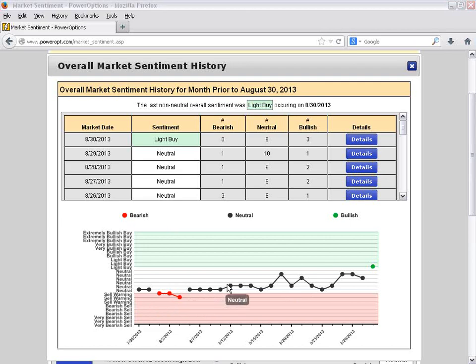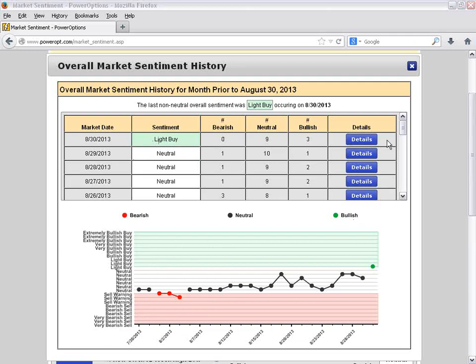Okay, you see we've been in this neutral area, but we were getting closer to bullish, a little pullback, and then we've been getting closer there, and then the indicator sort of jumped up. Right, so we're ending today on a light buy, in that light buy range. You can see we have extremely bullish buy, very bullish, light buy, neutral, sell warning, bearish sell, and then a very bearish sell down there at the bottom as well.